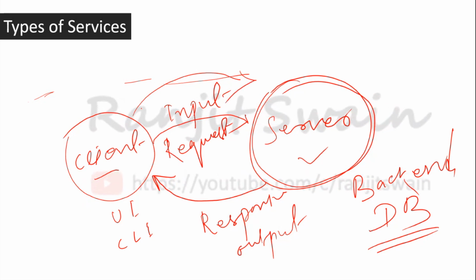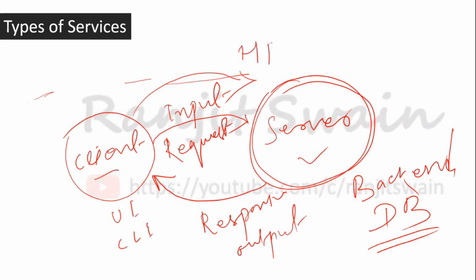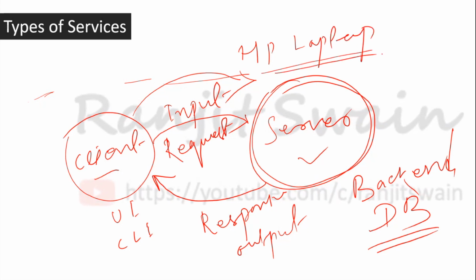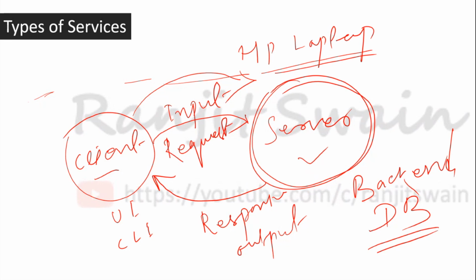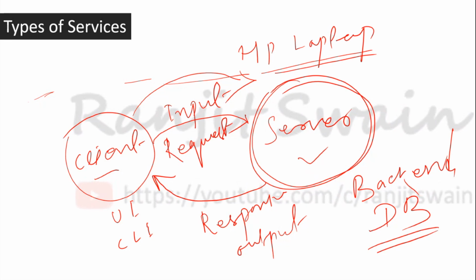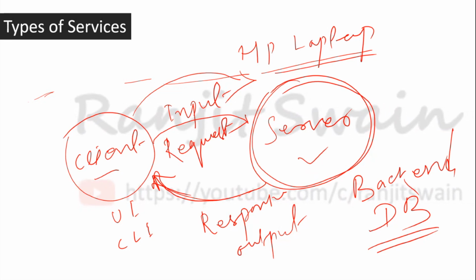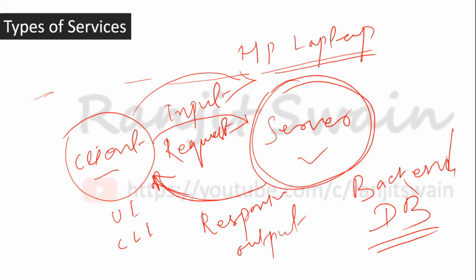I'm searching in the Amazon e-commercial site. Then the client requests an HP laptop, the server processes it, and the database returns the full list of HP laptops, which we see in the response output. So there's a GET and POST method. Whatever request we send, we get the response back. That is the client-server architecture.